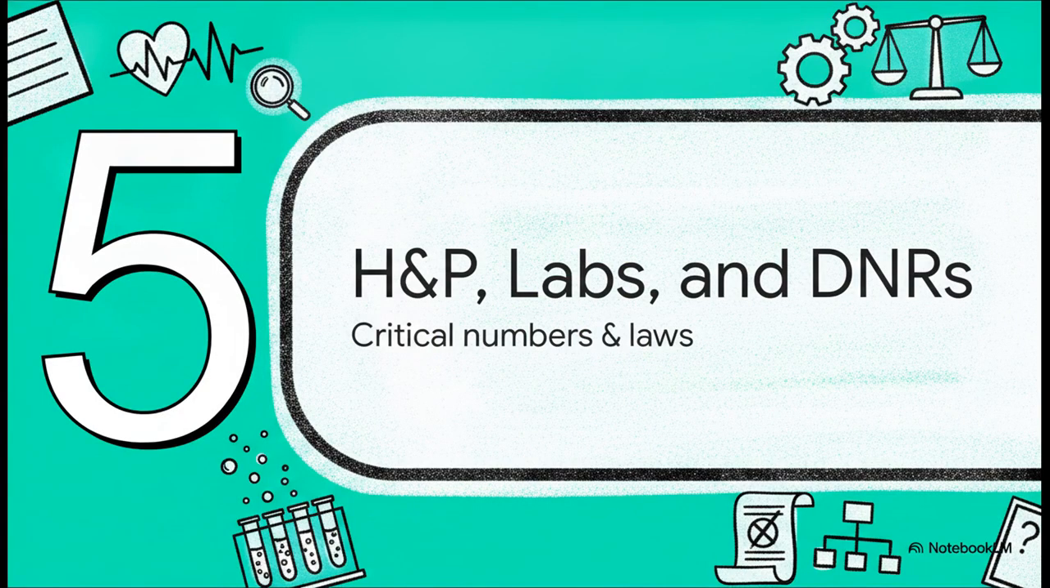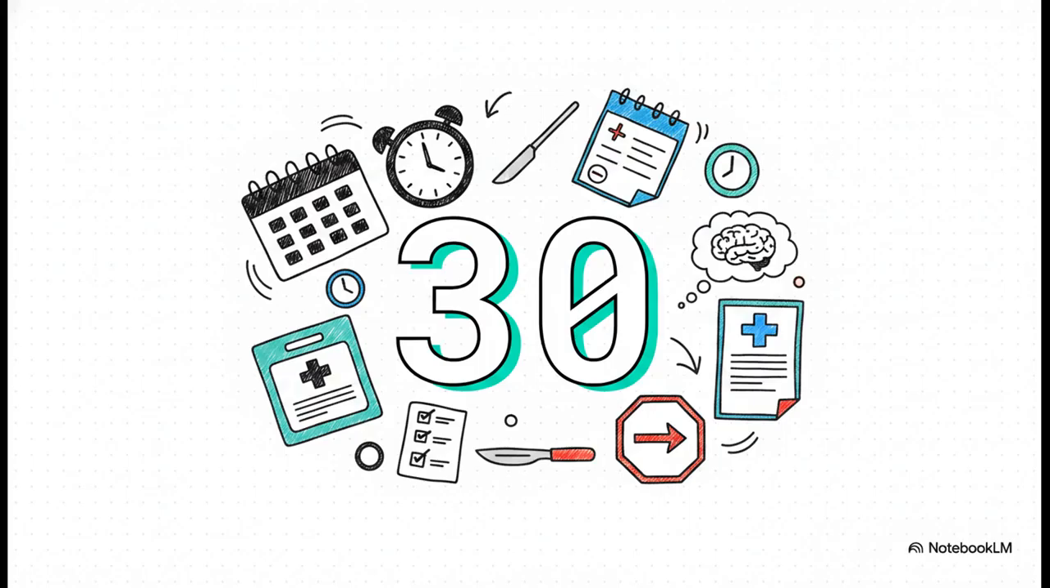Section 5, H&P Labs and DNRs. Let's talk critical numbers and laws. Sear this number into your mind. 30. The history and physical, the H&P, must be completed within 30 days before surgery. That is a hard, inflexible rule. Furthermore, if that H&P was completed more than 24 hours before the surgery, an updated assessment has to be documented in the chart on the actual day of surgery.